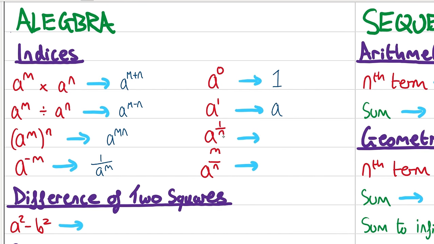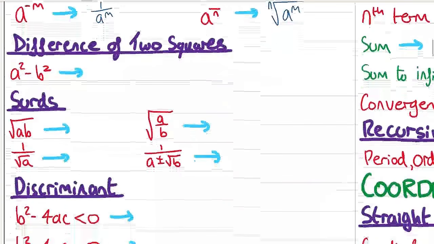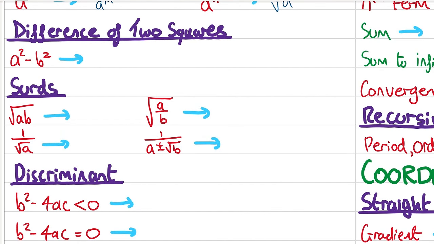When we have a fractional power, the denominator is the root, so this will be the nth root of a. And we can also have a fractional power where the denominator is the root, and then we will use the numerator to raise a to the power of. Difference of two squares comes up all the time, you've got to spot it, and a squared minus b squared is the same as a minus b times by a plus b.